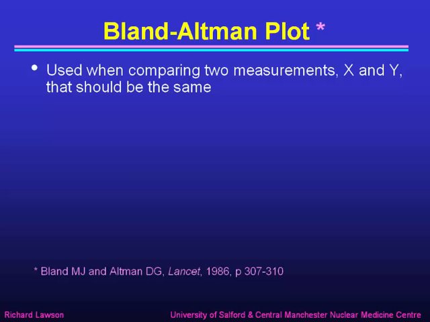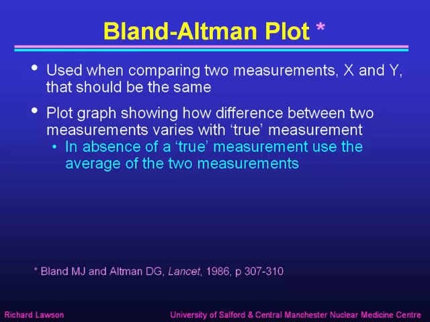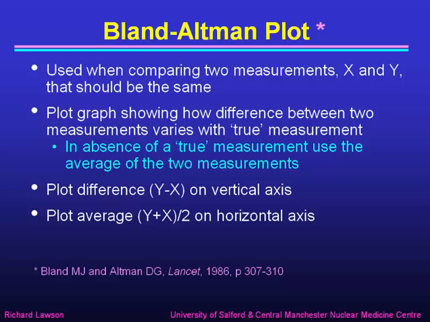Now, the Bland-Altman plot is used when we're comparing two measurements, x and y, that are supposed to be the same. We plot a graph showing how the difference between the two measurements, x minus y, varies with the true measurement. Quite often we don't know the true measurement. We have two measurements, x and y, but we don't know which is correct. So in the absence of the true measurement, use the average of x and y as the best estimate of the true measurement. Then you plot the difference, y minus x, on the vertical axis, and the average, (y plus x) over 2, on the horizontal axis.